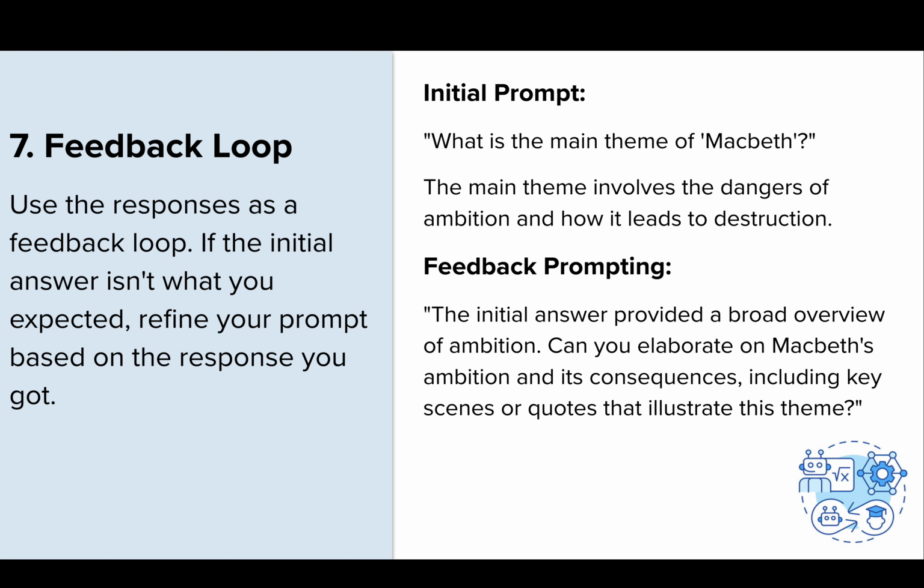The 7th and last tip is feedback looping. Use the first response you receive as an initial answer and ask follow-up questions just like you would do in a conversation. The example here, which is what is the main theme of Macbeth, may provide some detail that you're interested in, but you may have a follow-up question. Maybe the initial answer was overly broad, and so you could ask, can you elaborate on a specific point on Macbeth's ambition and the consequences of Macbeth's ambition?